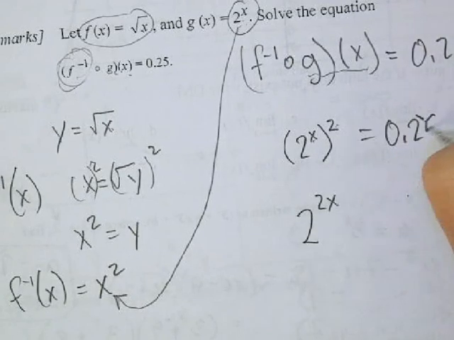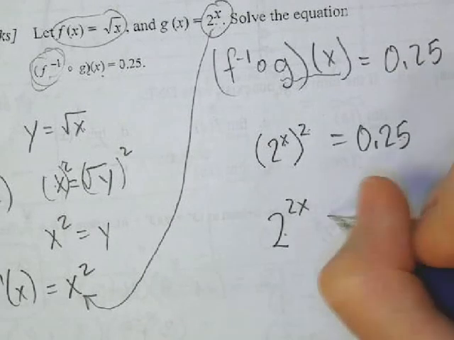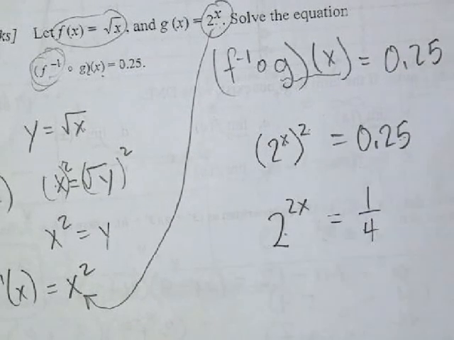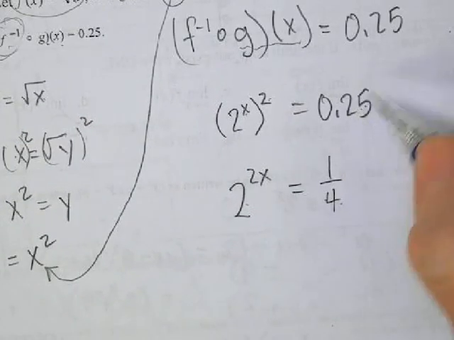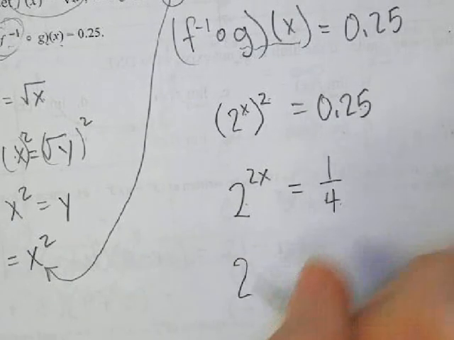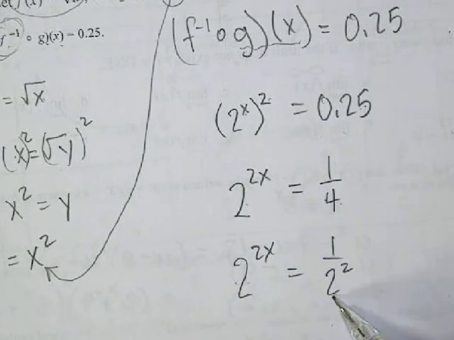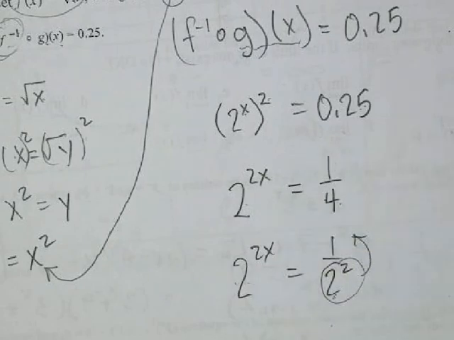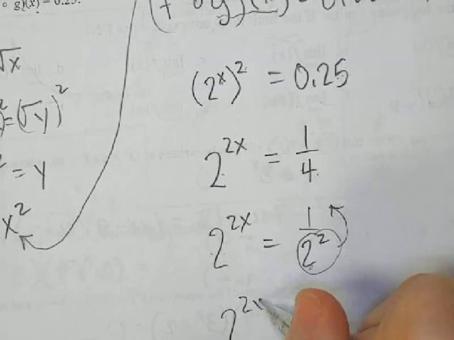Now, like we did in the previous problem, it would be nice if I could write this with the same base. So let's change this 0.25 to a fraction. You should recognize that that's 1/4. 1/4 is the same as a quarter. Oh, money, quarter. Amazing. All right, rewrite this as 1 over 2 squared. You see, they're starting to look more and more alike. Now I've got to move this up, so I've got to change the sign of the exponent. So 2 to the 2x is equal to 2 to the negative 2.